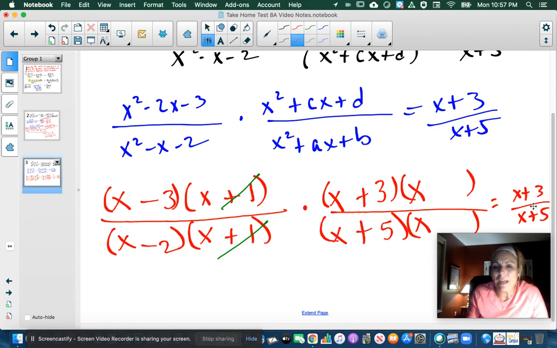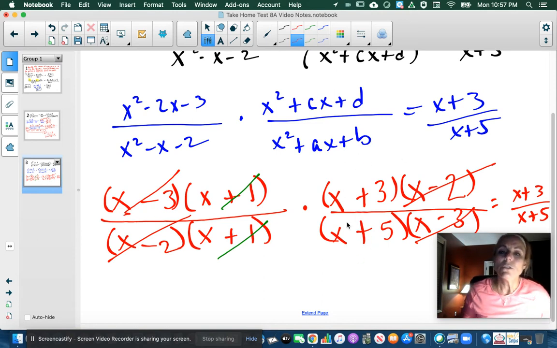That means that if that's the only thing left, the x minus 2 has to be up here, so that can cancel with that. And the x minus 3 has to be there, so that can cancel with that. And yes, we get to the answer that we want. So now we have to go back and figure out what A, B, C, and D are.